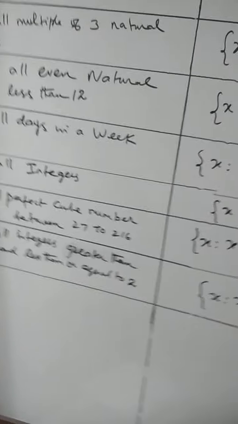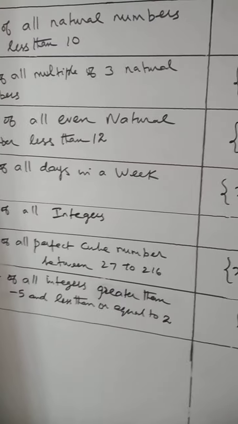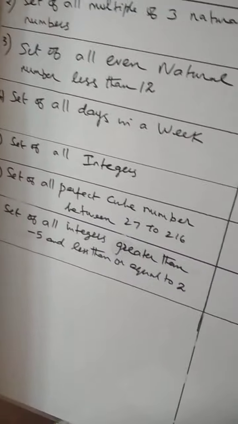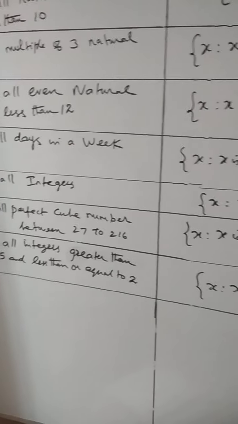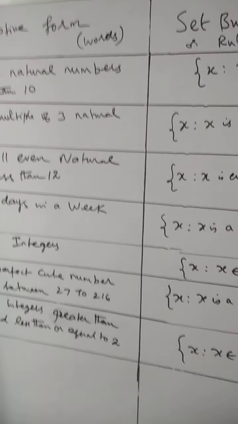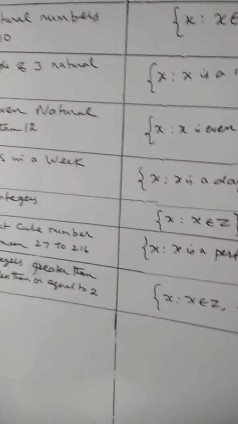So in the first chapter we studied what a set is, what a well-defined collection is, and the element explanation. Then there are three types of form: one is descriptive form, the second is set builder form, and the third one is roster form. So the first chapter is completed.